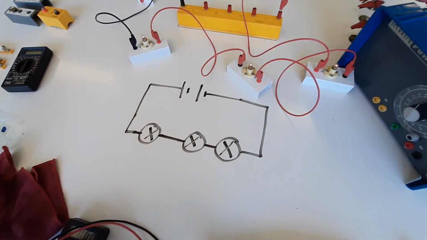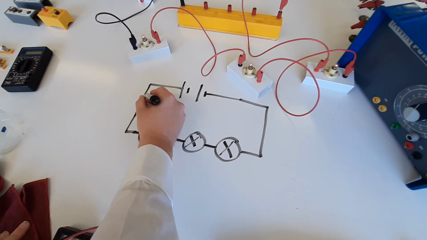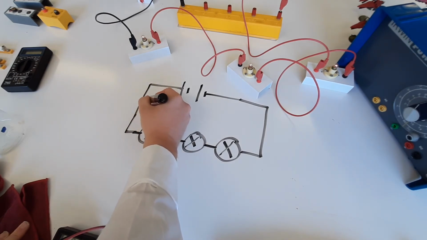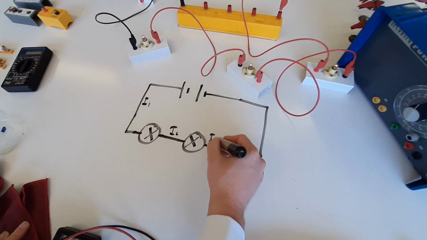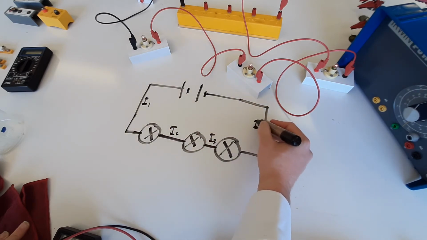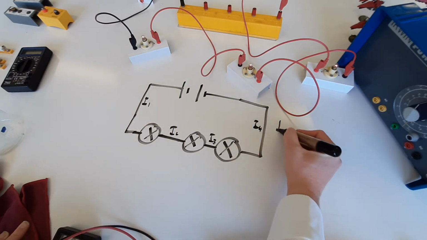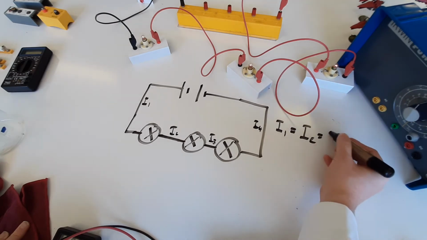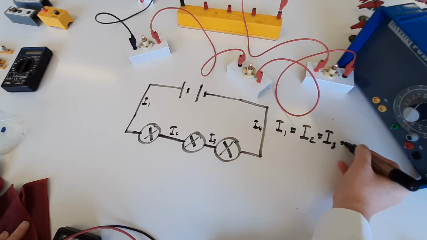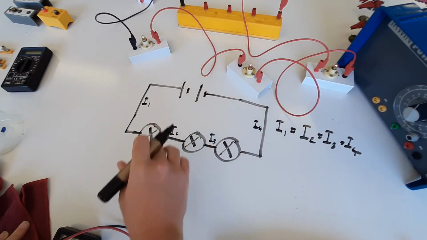But we do need to write down the rules for this. If I put I1, I2, I3, and I4, that means the current there, we can say that I1 is equal to I2 is equal to I3 is equal to I4, basically saying that the current is the same at all points in the circuit.